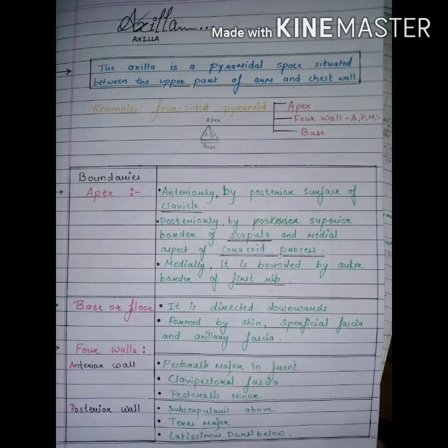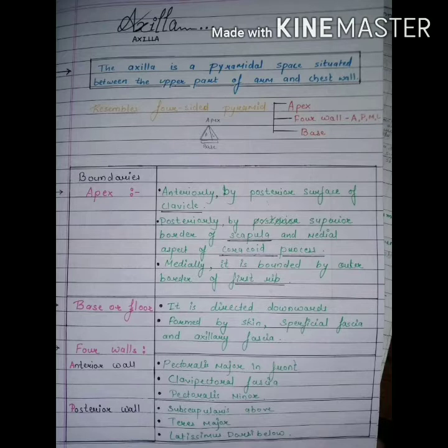So now we are going to see the axilla. What is the axilla? Axilla is a pyramidal space which is situated between the upper part of the arm and the chest wall. It resembles a four-sided pyramid, like a 3D triangle, which has an apex, four walls, anterior, posterior, medial and lateral, and a base.